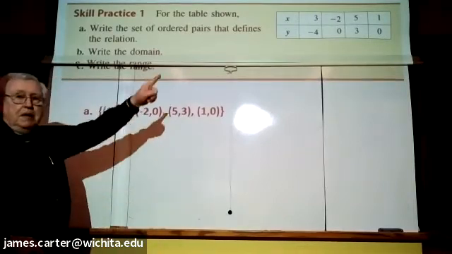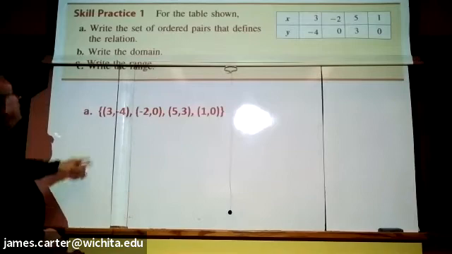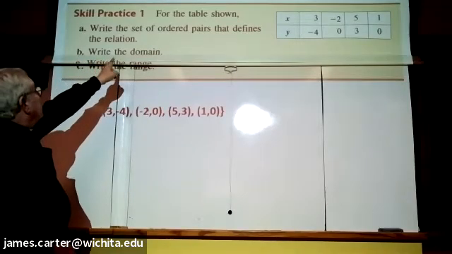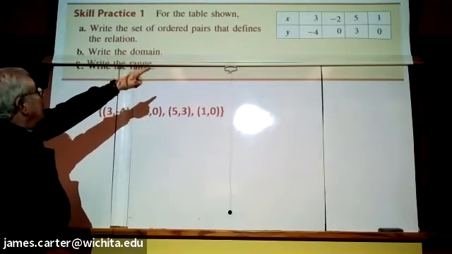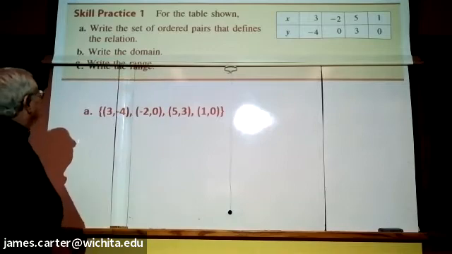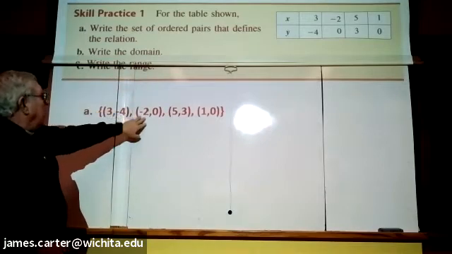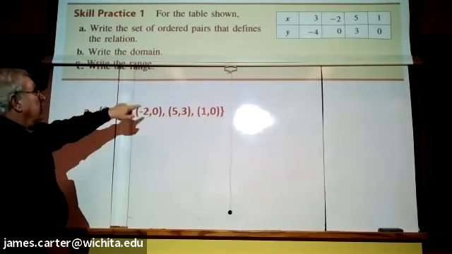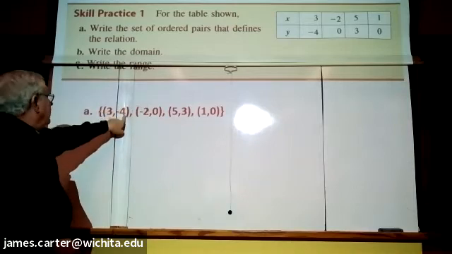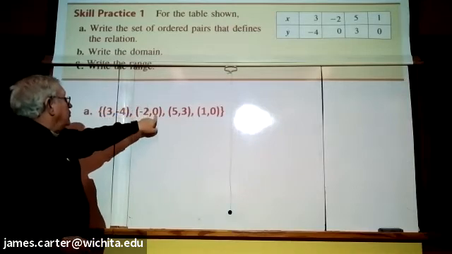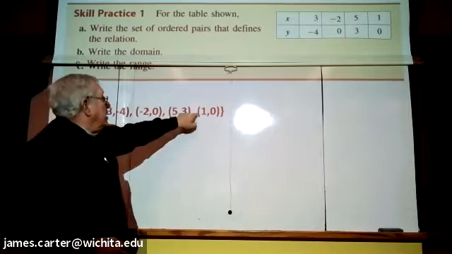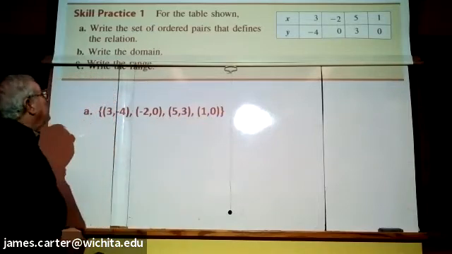For the table up in the corner, this asks us to do three things. Write the set of ordered pairs that defines the relationship. Well, I put them here. The x value is 3, the y value is -4. -2, 0, 5, 3, and 1, 0.